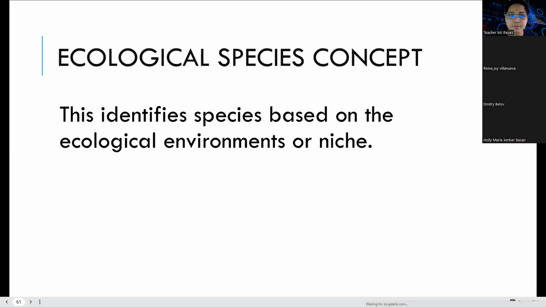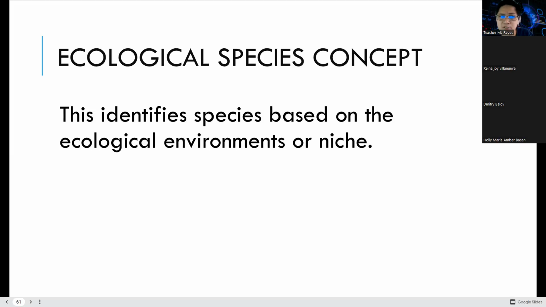Ecological species concept: this identifies species based on the ecological environment or need or the habitat. For example, they are living in a rainforest. We can identify species based on which species are living in that rainforest. So this is under ecological species.